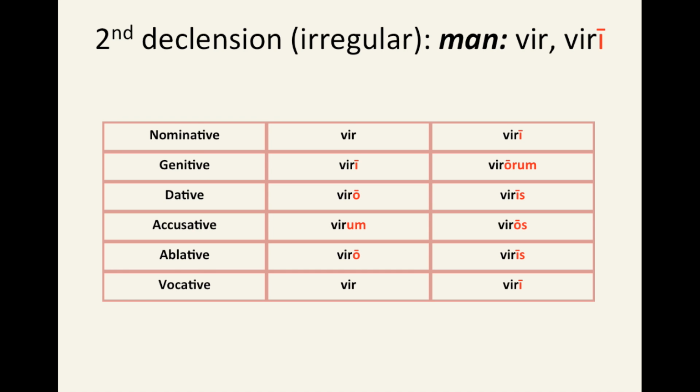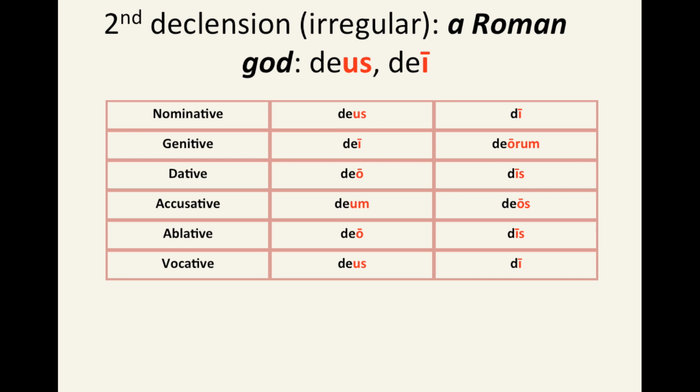Let's try another, a bit more irregular noun, and that is deus, which is a Roman god. So in the singular we have deus, dei, deo, deum, deo, deus. In the plural we have di, deorum, dis, deos, dis, di. So as you can see, it's very, very irregular in the plural.